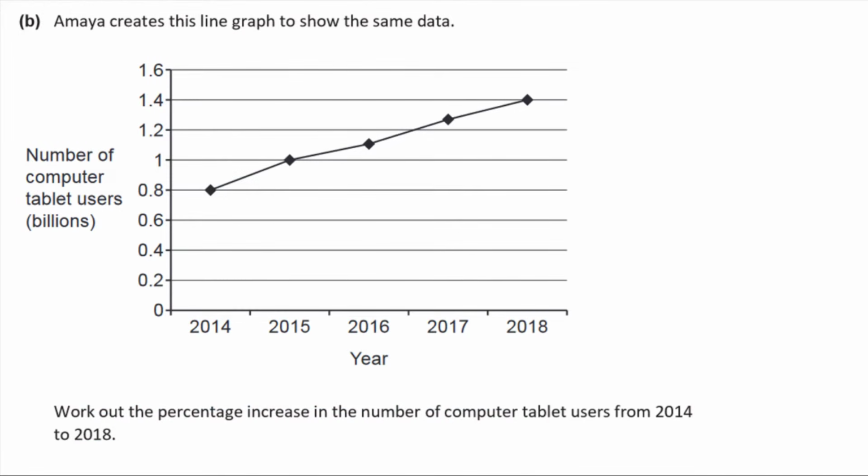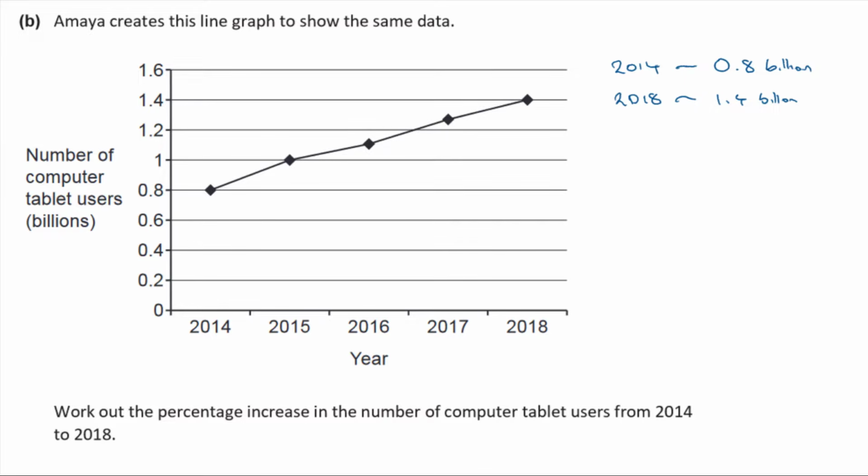Part B, Amaya creates this line graph to show the same data. Work out the percentage increase in the number of computer tablet users from 2014 to 2018. Okay, so this one is a little bit more useful, isn't it? I can actually see the numbers of things here. So I want to work out the percentage increase from 2014 to 2018. So what was it in 2014? In 2014 we had 0.8 billion users. And then in 2018, we had, what's that on the scale, 1.4 billion users.